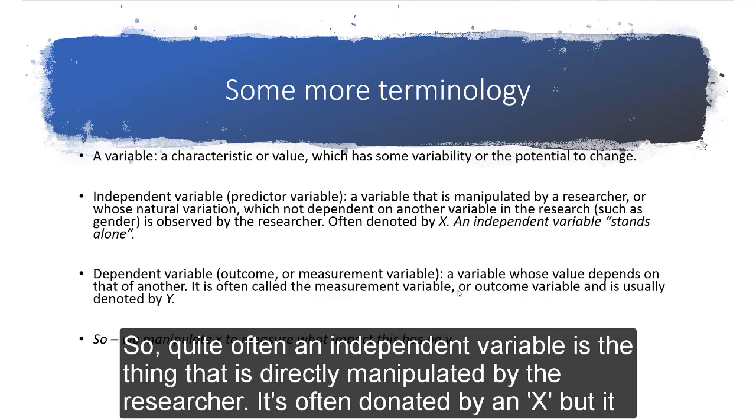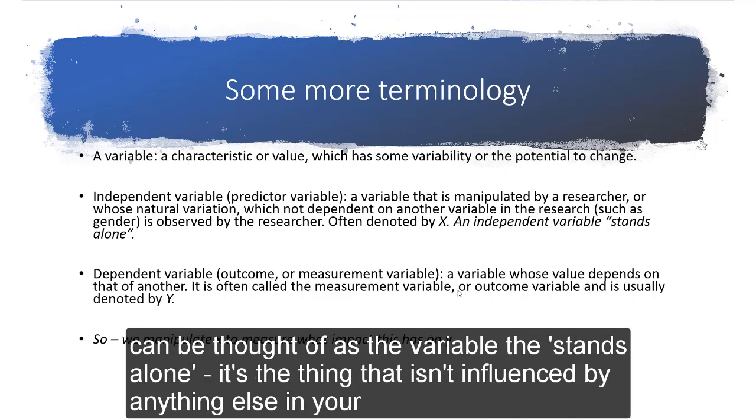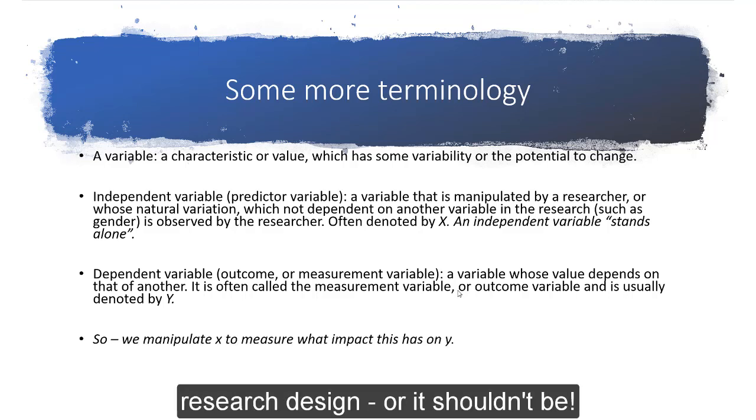So quite often an independent variable is the thing that's directly manipulated by the researcher. It's often denoted by an X, but it can be thought of as the variable that stands alone. It's the thing that isn't influenced by anything else in your research design, or it shouldn't be.